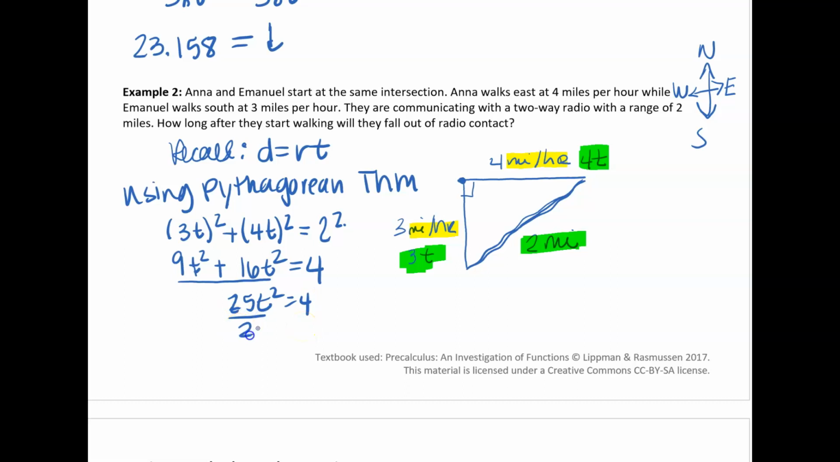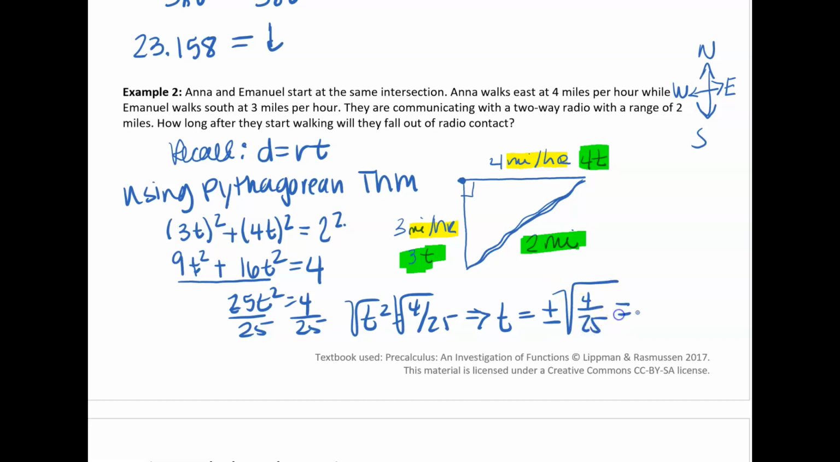And so divide by 25. That gives me t squared equal to 4 over 25. And then square root both sides. So this gives me t equal to plus or minus the square root of 4 over 25. The square root of 4 is 2, and the square root of 25 is 5. And when we're working with time, we only want positive. We can't go backwards. So t is equal to 2/5.